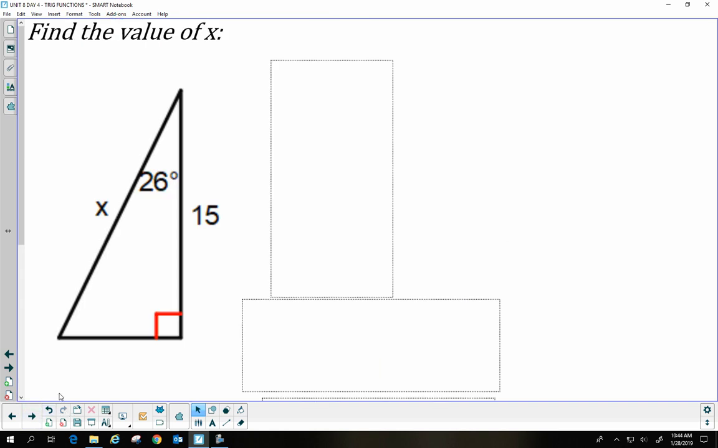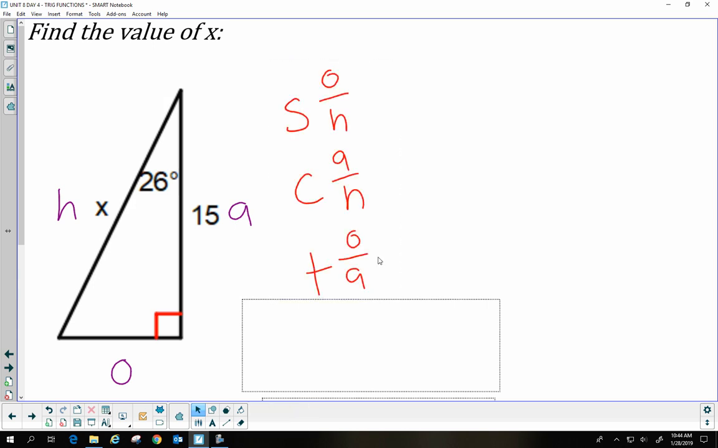So let me do one more. Again, I'm going to label my sides. The side opposite of 26 is my O. There's my H, the side opposite the 90-degree angle. And there's my adjacent side. I'll write my relationships every time so that I can choose the right one. I'm looking for the hypotenuse. I know how long the adjacent side is. Hypotenuse and adjacent are part of the cosine function.